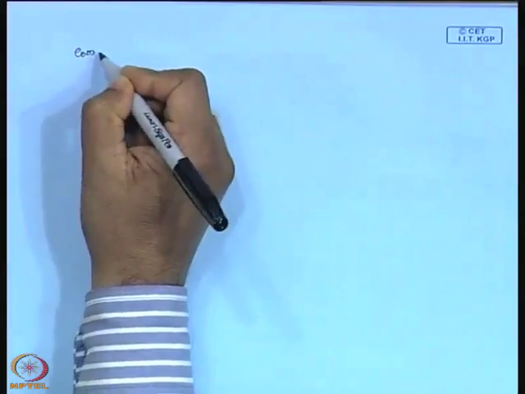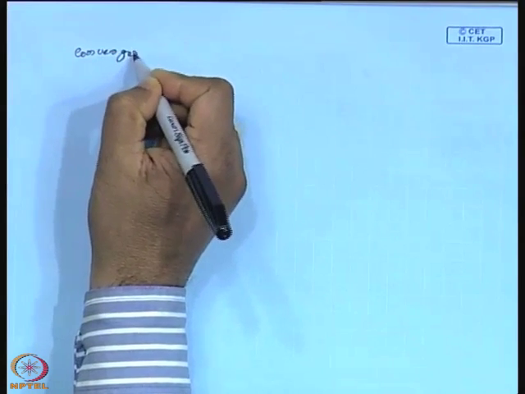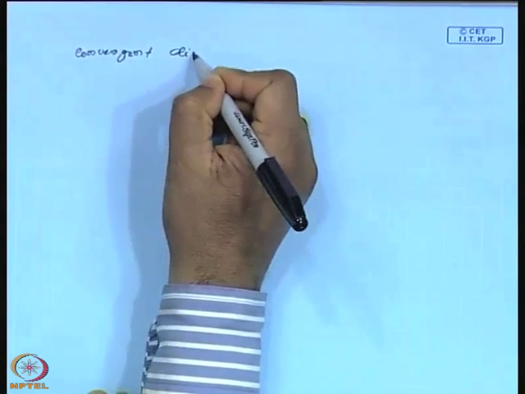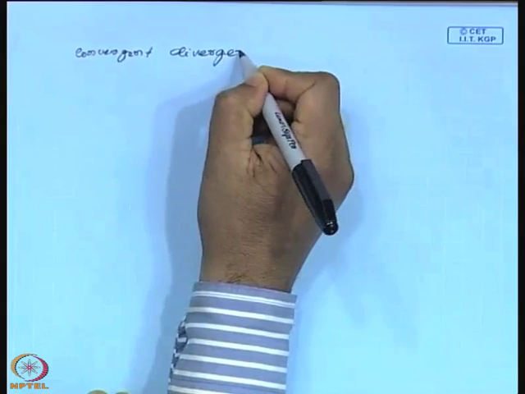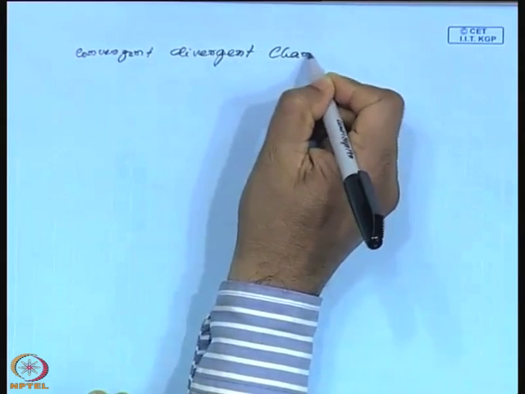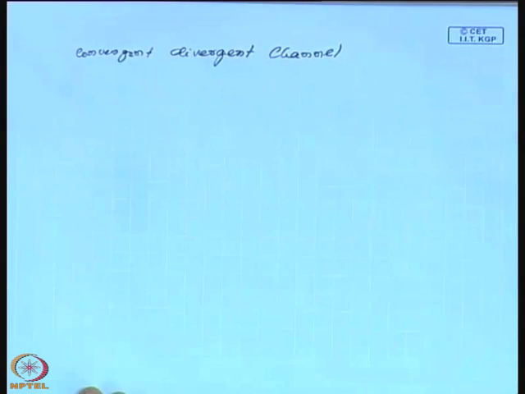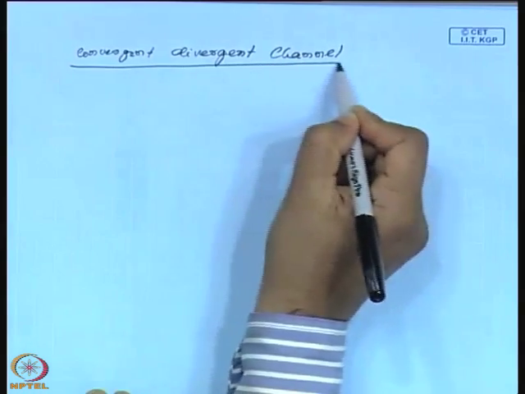So in the second problem, I will look into again a problem of a channel which also can be represented as a flow. That one I will call a convergent divergent channel. So what is this? Let us look at this function.